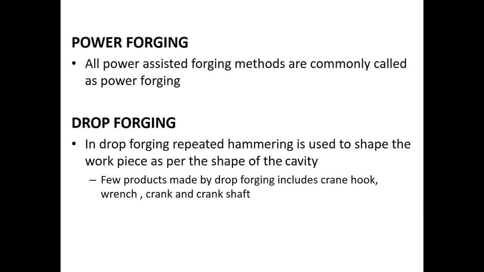A few products made by drop forging include crane hook, wrench, crankshaft, etc. This process is suitable for mass production of small and medium-sized products.